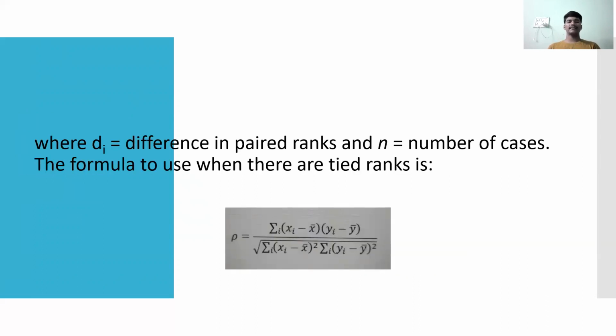Here di is the difference in paired ranks, and n is the number of cases, that is, the total number of values of the variable.